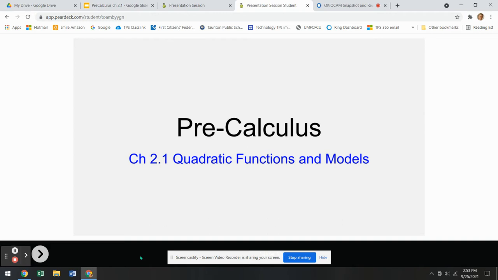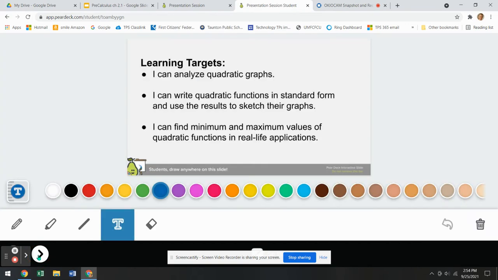It's not comprehensive of the entire chapter, so you would do well to go back and look through it yourself, fill in any gaps based on the notes that the chapter gives or examples. So let's get started. This is about quadratic functions and models.